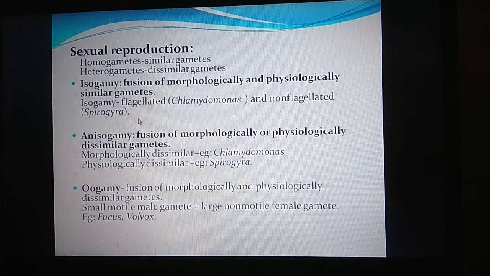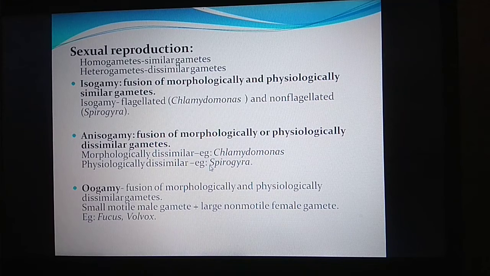Okay, then in the second part, that is anisogamy, what happens is the fusion of morphologically or physiologically dissimilar gametes. As you can see in the isogamy, there were similar gametes and the fusion of those similar gametes was happening, and in the case of anisogamy, the fusion of dissimilar gametes is happening. Okay, for example, morphologically dissimilar is Chlamydomonas and physiologically dissimilar is Spirogyra.